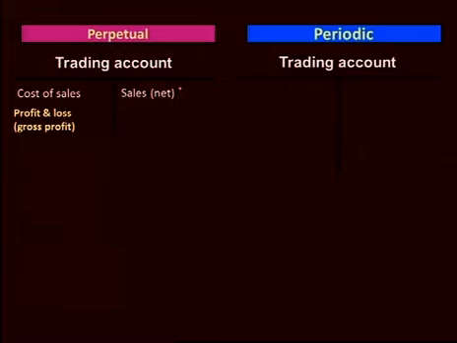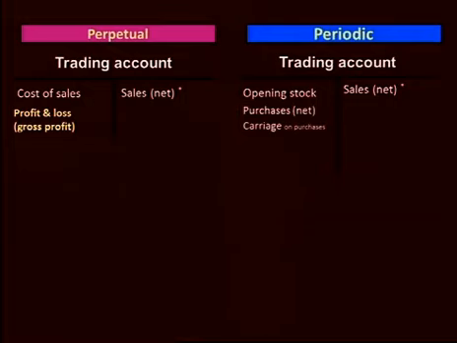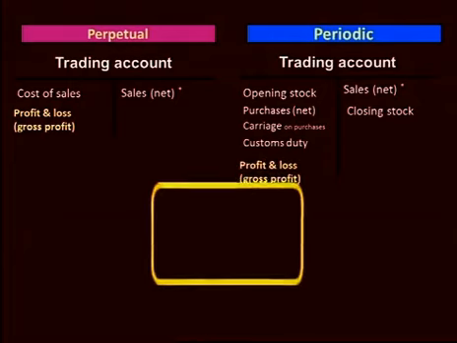In the periodic, remember last year you would have learned about carriage on purchases, you would have learned about the purchases account. They have, again, a sales account, which they close off to the trading account, but then they don't have a cost of sales. They have to calculate cost of sales at the end of the year. So what they do is they say opening stock plus purchases plus carriage on purchases plus custom duties minus closing stock. And that gives them their gross profit, which they close off to the profit and loss account.